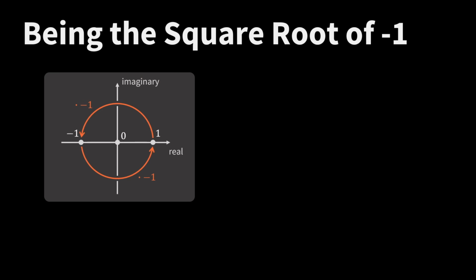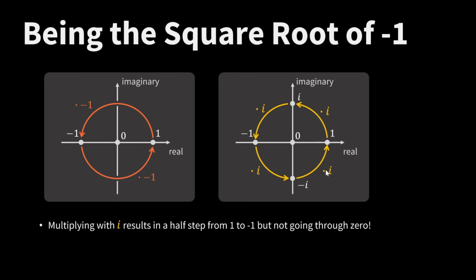Now the complex plane enables us to see what the meaning of the square root of minus 1, or i, is. Here I will repeatedly multiply 1 by minus 1, which gives 1, minus 1, 1, minus 1 and so on. So a continuous multiplication with minus 1 can be interpreted as a rotation on the real axis. Now let's see what happens when we continuously multiply 1 by i.